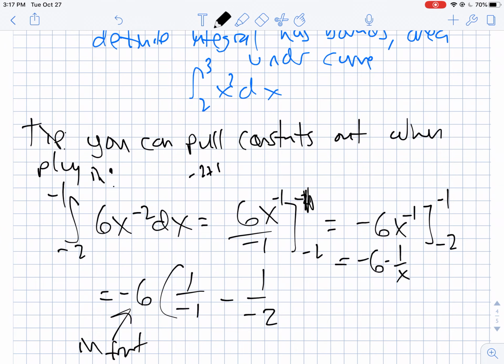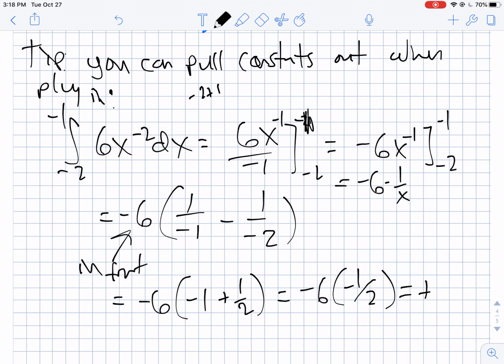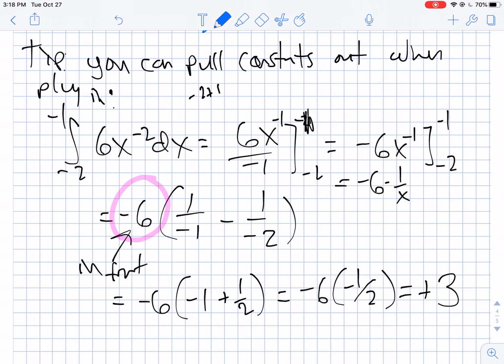This is helpful because sometimes these problems have a lot of minus signs in them. So this is -6 times -1 minus plus 1/2, so that's -6 times -1/2. This problem actually turns out to just be +3. So just be careful with the minus signs. This idea of taking a constant and leaving it in front is just a trick that I like to use.